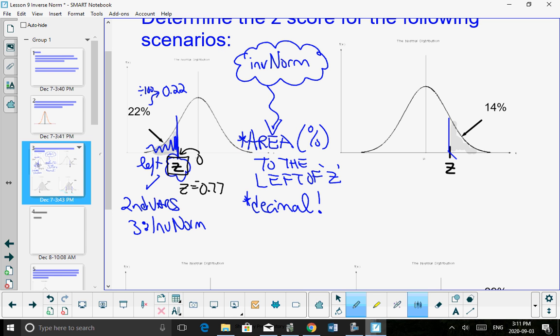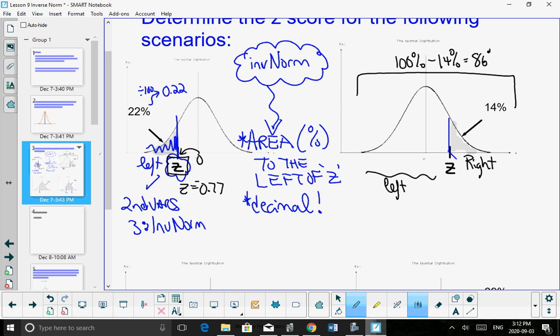Okay, so let's try this one now. 14%. That area is to the right, and you have to remember you need the area to the left. So what you're going to do is go 100%, because that would be the total area, and subtract the 14%. That would give you 86%, and then you have to convert it to a decimal.